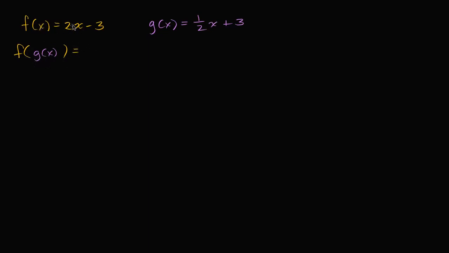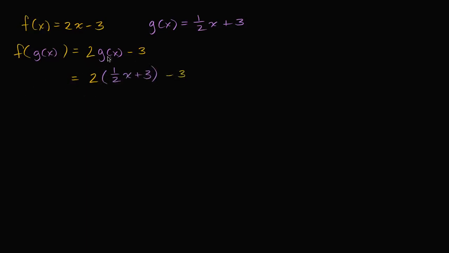wherever we see the x in our definition for f of x, the input now is g of x. So we'd replace it with a g of x. It's going to be 2 times g of x, minus 3. And this is going to be equal to 2 times, well, g of x is all of that business, 2 times 1/2 x plus 3. And then we have the minus 3.